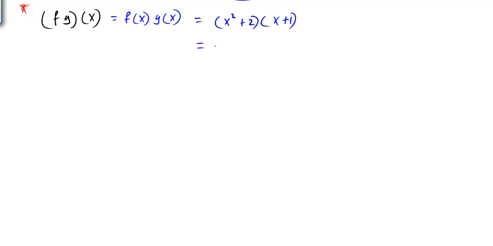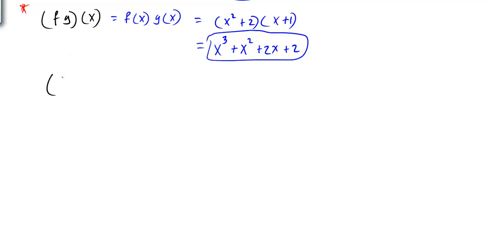So x squared times x is x cubed. X squared times 1 is 1x squared. And now we're going to distribute the 2. 2 times x is 2x, and 2 times 1 is 2. And for this example, we have 4 different terms, so there's no like terms that we can combine, so that is our answer for f times g of x.